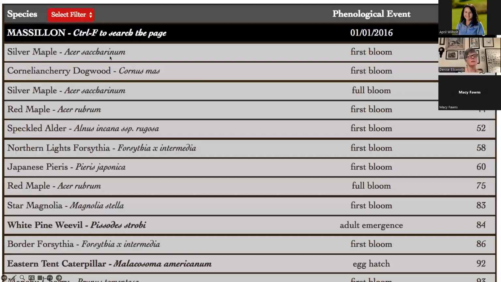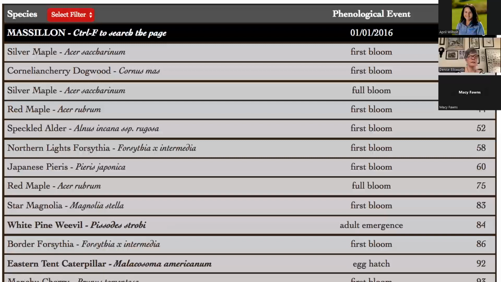So these events, silver maple in first bloom, Cornelian cherry dogwood in first bloom, silver maple in full bloom, this sequence is going to be the same from year to year. How quickly we get through it just depends on the temperatures, but the sequence is going to hold the same. You can kind of see that here, this white pine weevil is in bold.